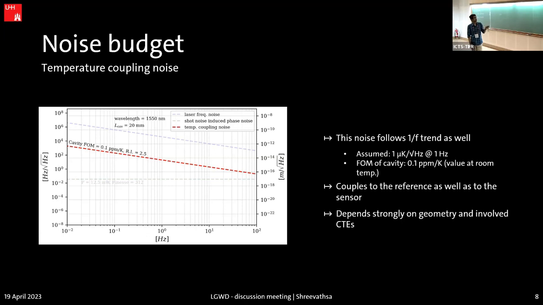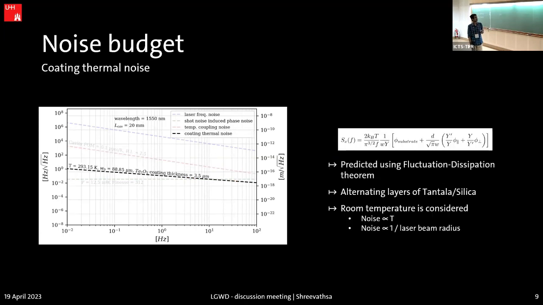So we have a 1/f kind of trend. Obviously, it depends very much upon the geometry and also the involved coefficients of thermal expansion. Then we have coating thermal noise.